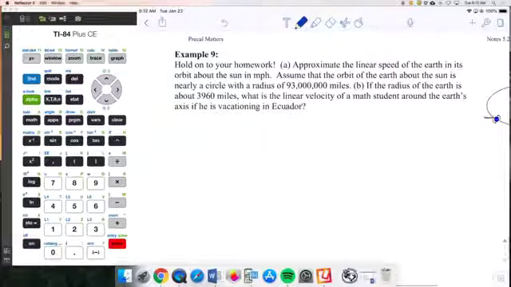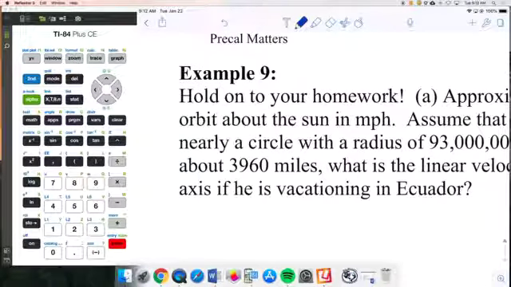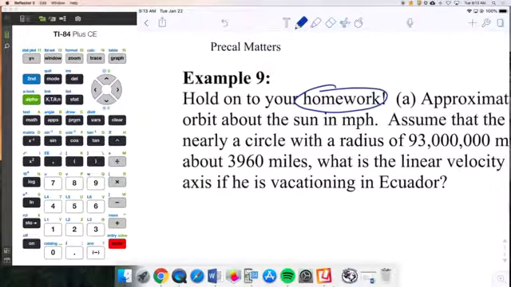Let's finish the notes. Example 9. Hold on to your homework. I know what you're saying. What's homework? It's the stuff that you're doing, right? Worksheets. Make sure you're still doing them. And I'll talk about the calculator thing at the end of class. Remind me, because if you don't have one at home, I'll show you how you can do it.